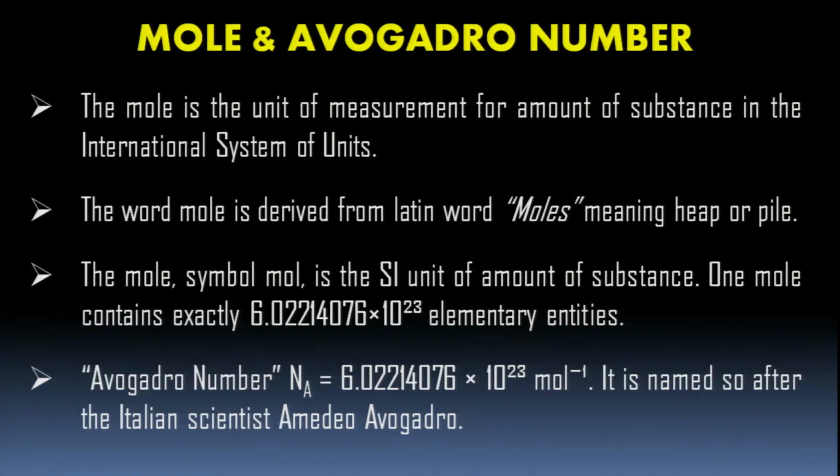But children, this number, 6.022140076 into 10 to the power 23, is known as the Avogadro number. It's a large, huge number. And it's named after the Italian scientist Amedeo Avogadro. Let's see who this Avogadro was.